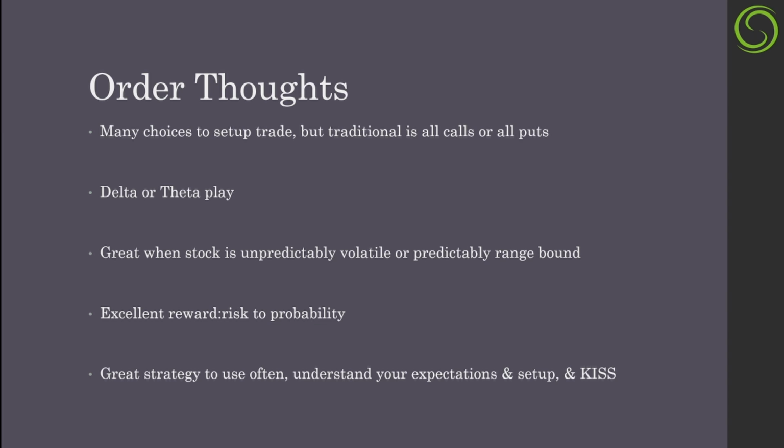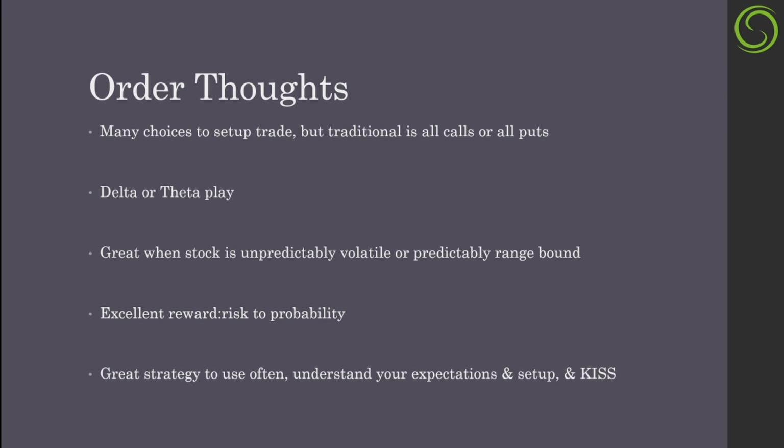So some of my thoughts on this order: first off, obviously you have a lot of choices on how you can set up this trade. But the traditional way to set up a butterfly is to use all calls or all puts. The iron butterfly is when you use a combination of calls and puts. But that's not the common way, that's not the traditional way of setting it up. The traditional way of setting up a butterfly is to use all calls or all puts.